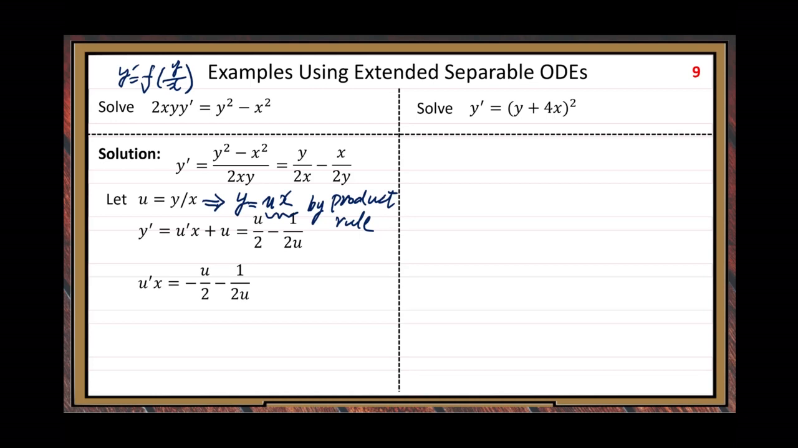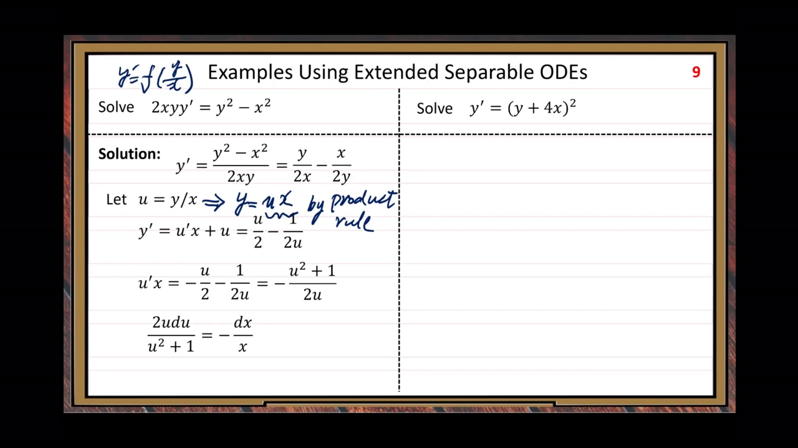Cleanup work. Left-hand side u prime x, right-hand side all u terms. Then, this time, separable form, very clear, right? This time, you can identify it's separable. So let's write one more step to get it, just for some convenient format. Then make it the separable version.